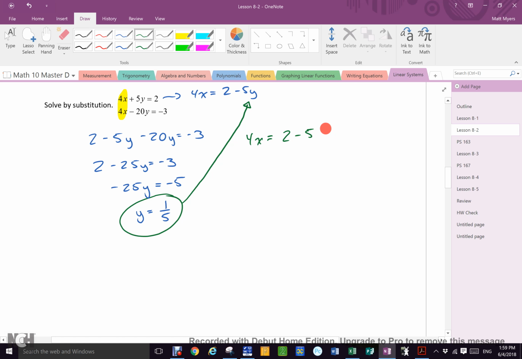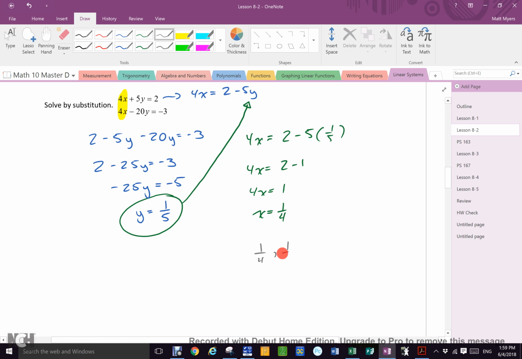2 minus 5 times what? 1/5. What is 5 times 1/5? 4x equals 2 minus 1. 4x equals 1. What does x equal? 1/4. What is the ordered pair? 1/4, 1/5.